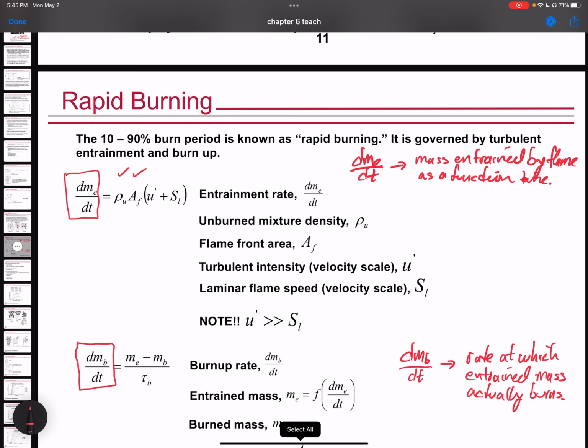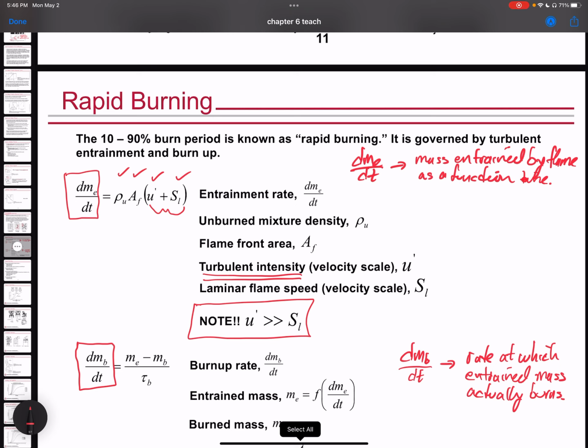The third is the turbulent intensity. And then the fourth is the laminar flame speed. Okay. Now, one quick thing to note is that even though within this parentheses we have the turbulent intensity plus the laminar flame speed, generally speaking, that turbulent intensity is much, much larger than the laminar flame speed. And so whatever we do to enhance the turbulence of the mixture is going to enhance the entrainment rate of that mixture.